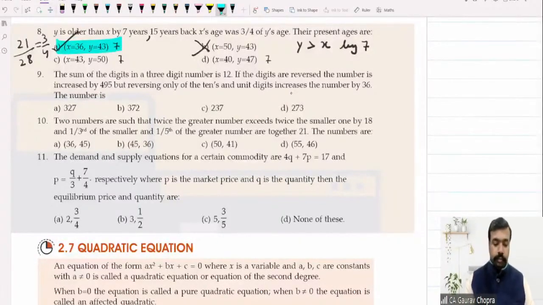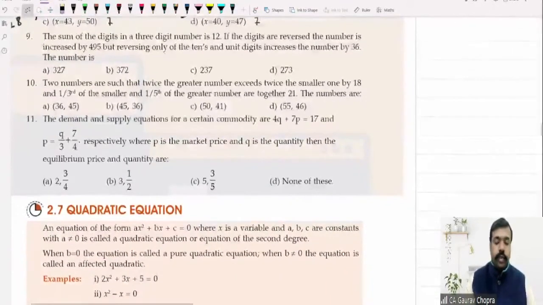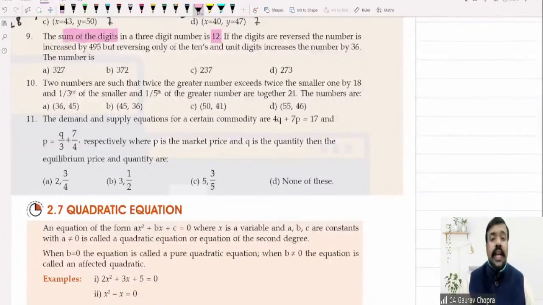How to check that? First of all, the sum of the digits must be 12. So which of the options have sum 12? We can see all of the options have the digits 3, 2, and 7, and the sum of 3, 2, and 7 is 12. So this first condition is getting satisfied by each and every option.